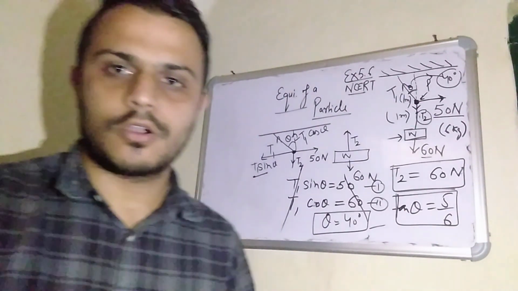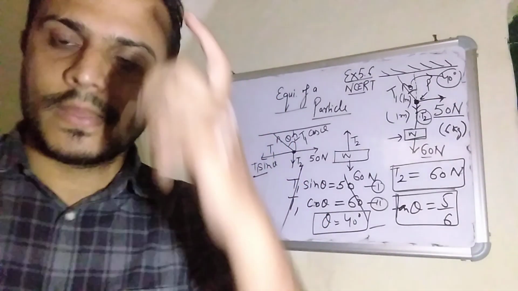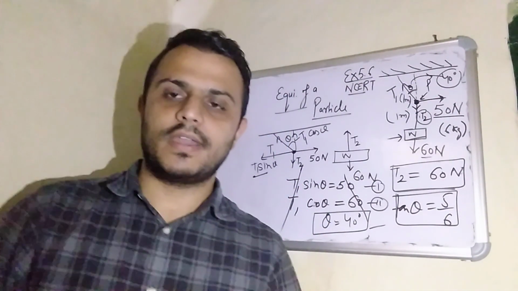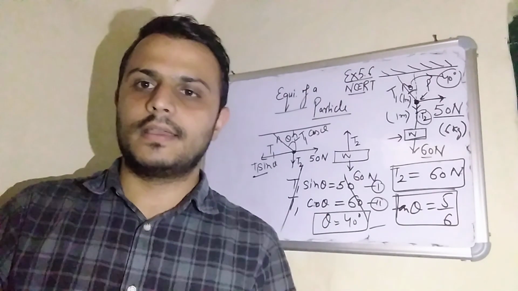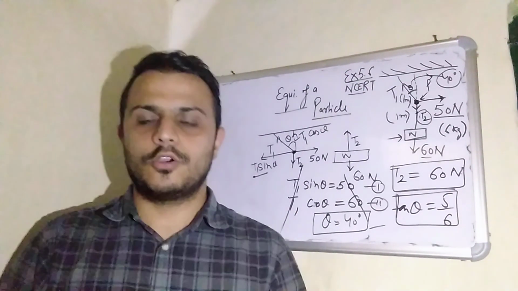I hope you understood the concept of equilibrium of a particle. So in brief, I just want to say that any system is in equilibrium when the net force acting on that system or particle is equal to 0. I hope you understand the concept.